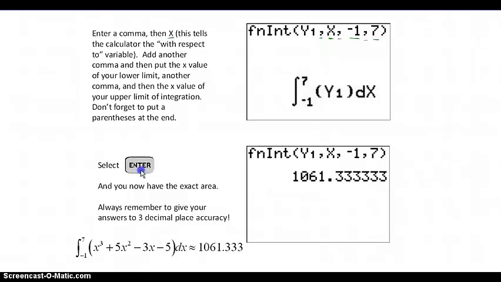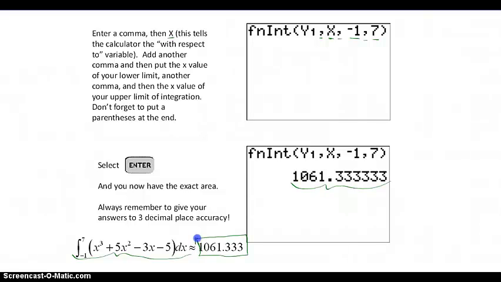Then all you have to do is hit the enter button, and here is the exact area trapped in the plane between that function from x equals -1 to x equals 7. Remember, when you are in a testing situation, on quizzes and on exams and on the BC exam, you can't just put a bald answer. You have to show the AP reader what you were doing.